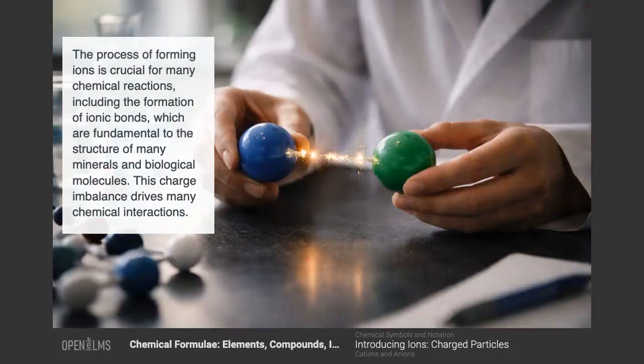The process of forming ions is crucial for many chemical reactions, including the formation of ionic bonds, which are fundamental to the structure of many minerals and biological molecules. This charge imbalance drives many chemical interactions.